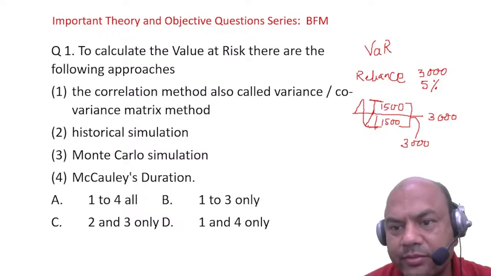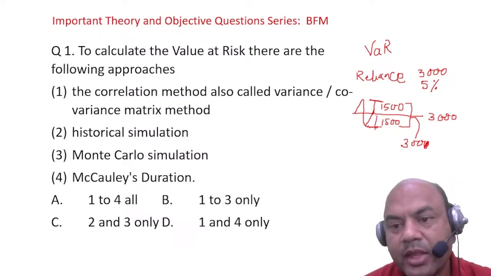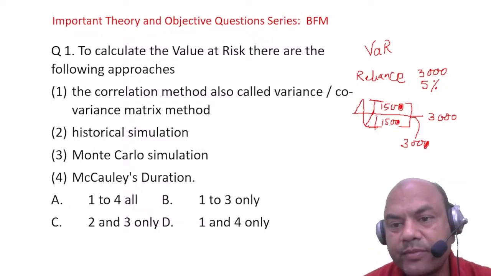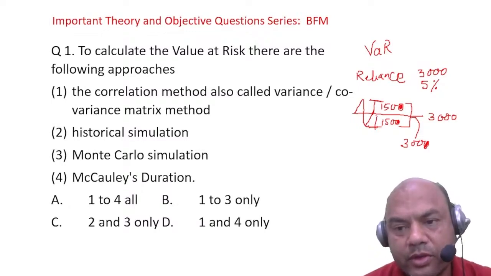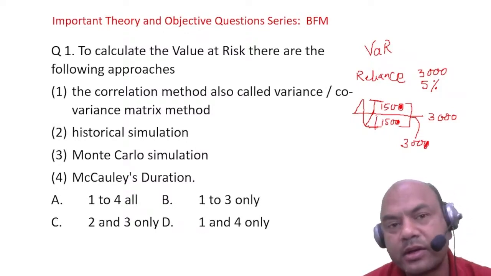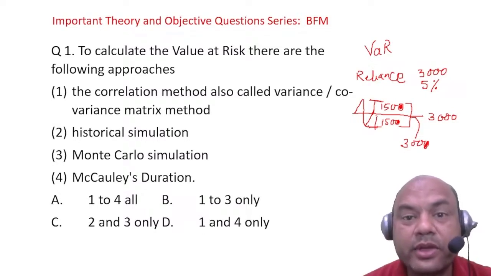Sorry, it becomes 300, right? Because the price was 3000. I took it for 30,000. So this will be 3,300. So 150 over here, 150 over here. So it will become 300. So my VAR becomes 300. So got it? What is VAR? The fluctuation which is happening in that stock is known as VAR.